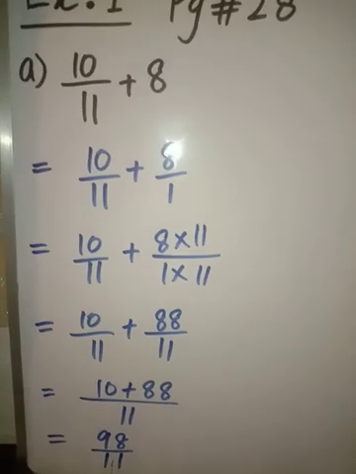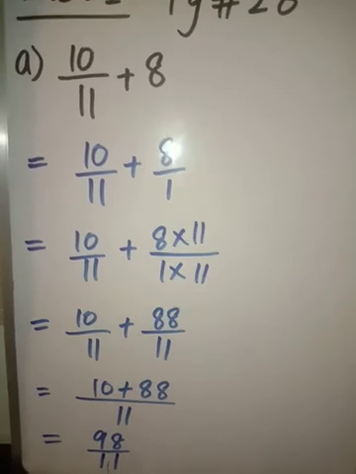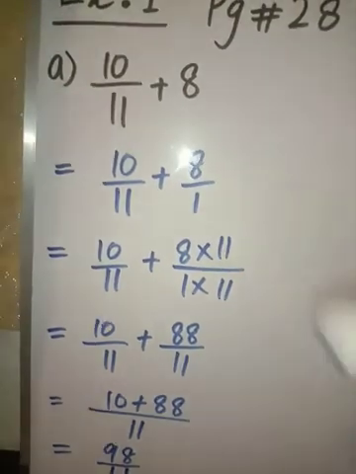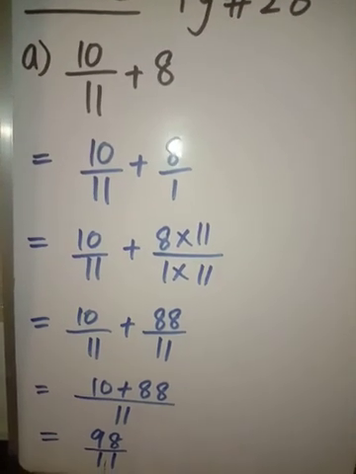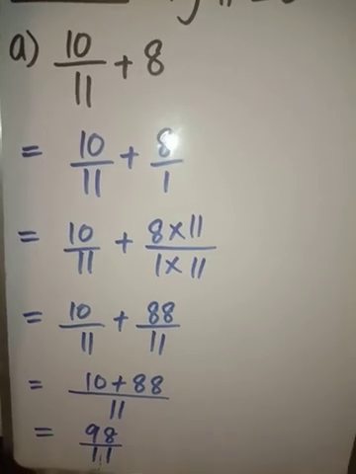So what would be the result of the addition of a fraction and a whole number? The fraction is 10 by 11 and the whole number is 8 and the result will be 98 by 11.